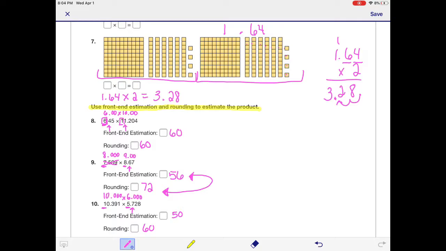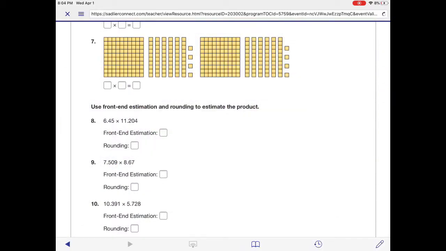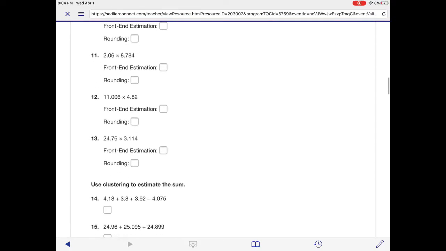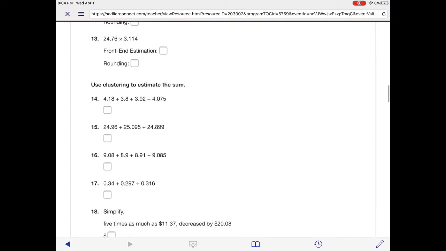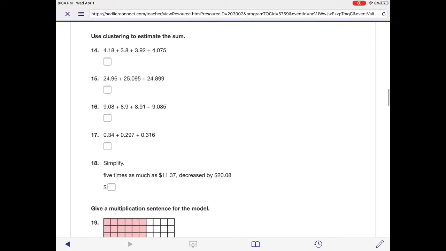So you're going to need to pay attention on your test and your review. Are they asking you for front-end estimation or rounding? And you need to know the difference. All right, good job. We've done 10 problems. Let's move on now. I'm not going to do 11, 12, and 13. They are just the same, front-end estimation or rounding. I think you guys have got that, and you can practice some on your own. But I am going to go on to the third way that we talked about estimating.